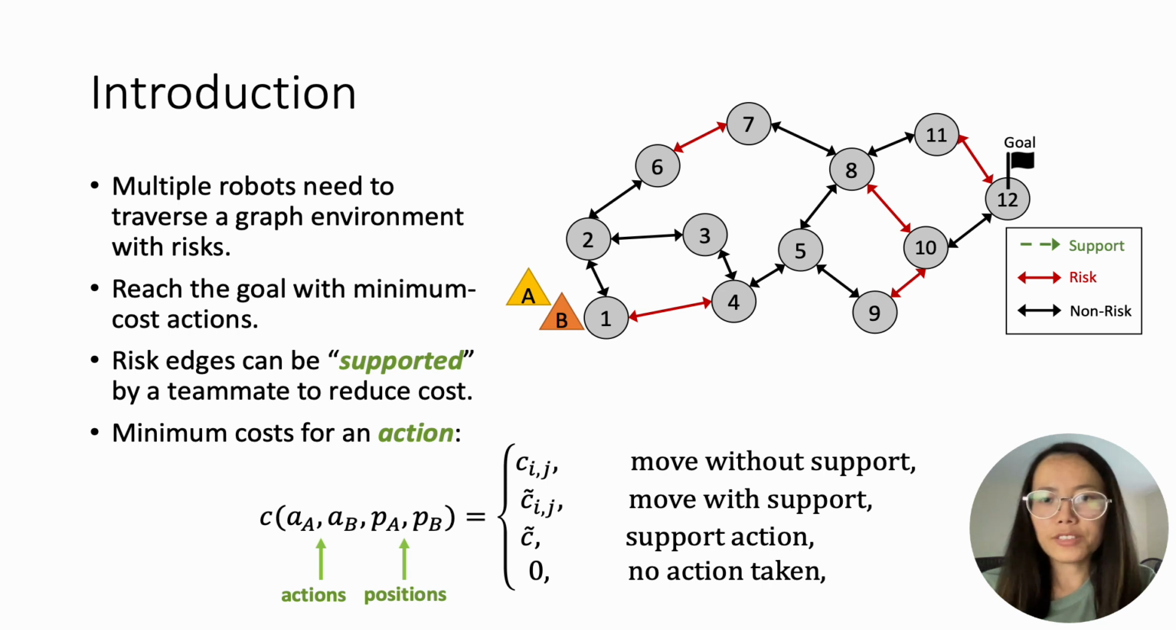We will begin by understanding the problem formulation. Imagine a complex graph environment where multiple rovers must reach a specific goal. However, the path is not straightforward due to multiple risks involved. These risks can be mitigated if a robot receives support from a teammate, enabling the robot to take actions that minimize traversal cost to the goal.